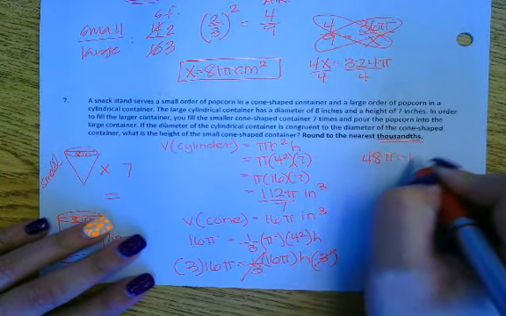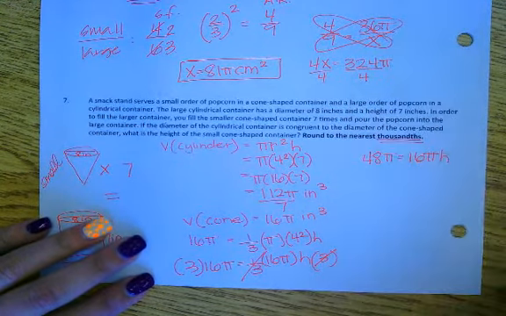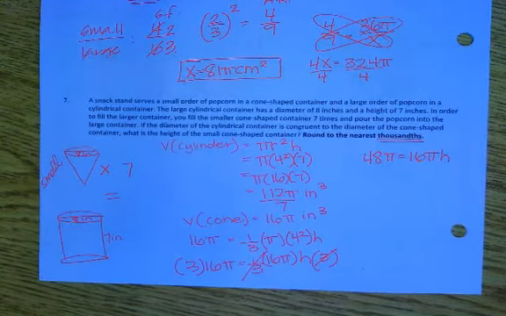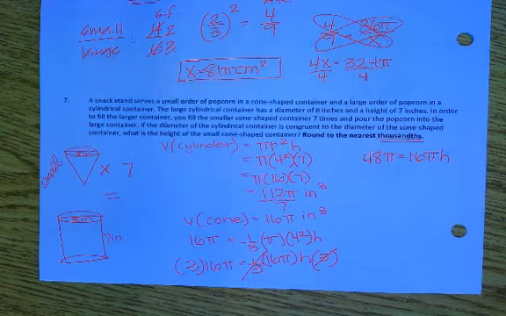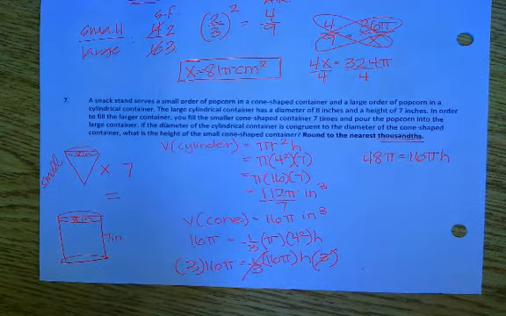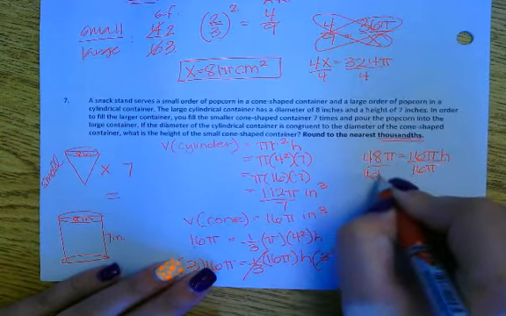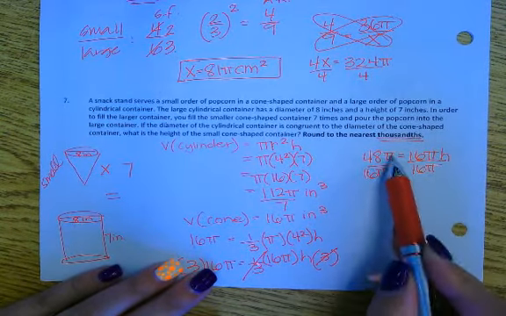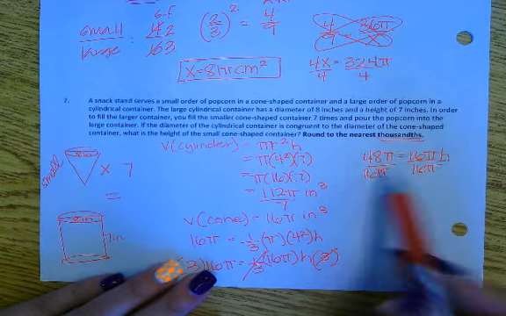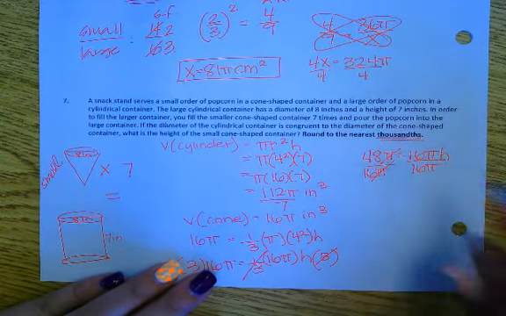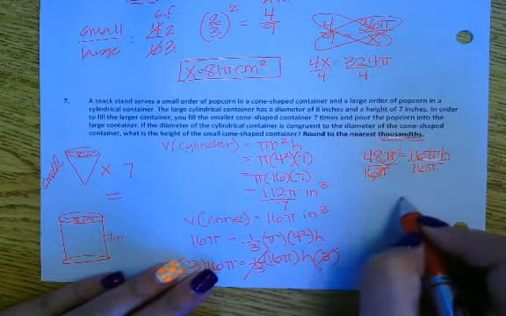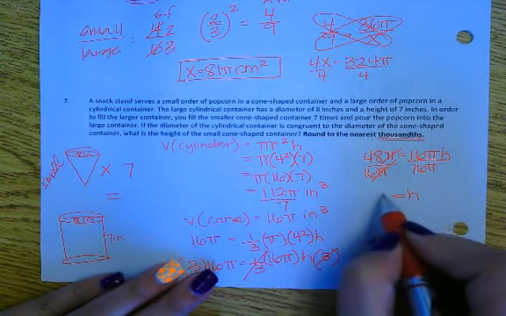Then what? Divide by 16 pi. Now, because you have pi in the numerator and the denominator, what happens? It cancels out. Okay, so now you just have 48 over 16, which is what? 3. And that is equal to your height. So your height is 3 inches.